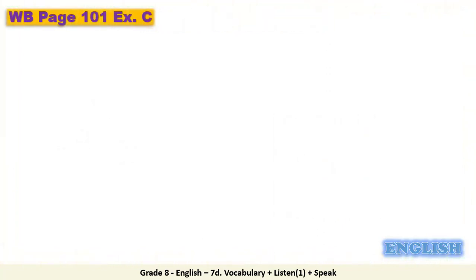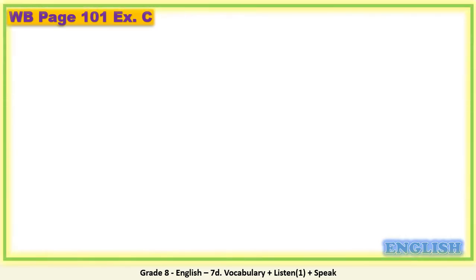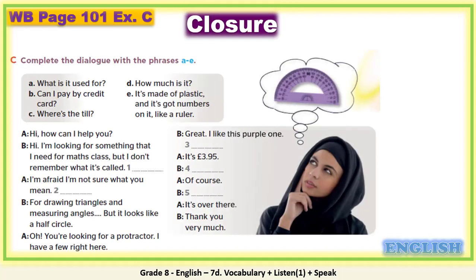Our closure today is an exercise from Workbook page 101, exercise C. So please open your workbook, page 101, exercise C. In this exercise, you have to complete the dialogue with the phrases A to E. You have 2 minutes to do the activity, and when you finish, please play the video again to check your answers.